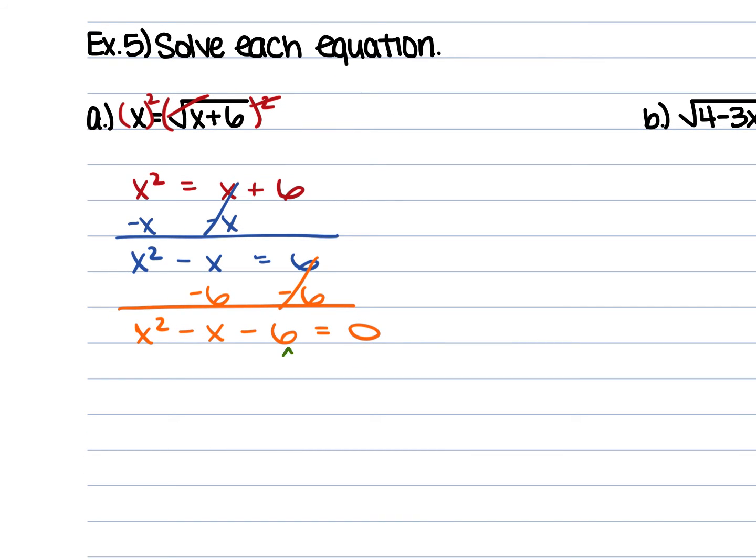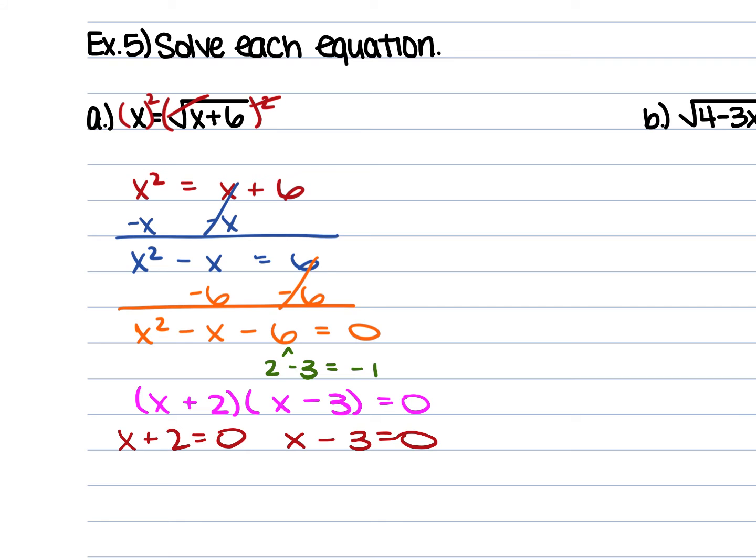From here, you want to find the factors of negative 6 that add up to be a negative 1. If you have 2 and negative 3, that adds up to be negative 1 and multiplies to be negative 6. So this factors out to be x plus 2 times x minus 3 is equal to 0. Set each of these equal to 0 and solve for both of them.